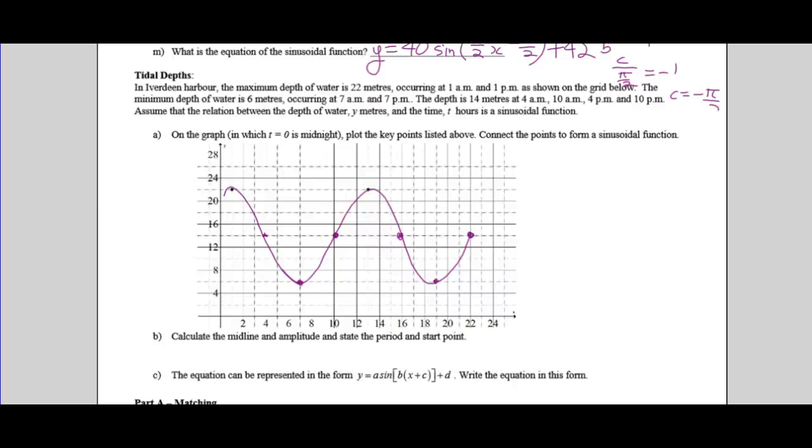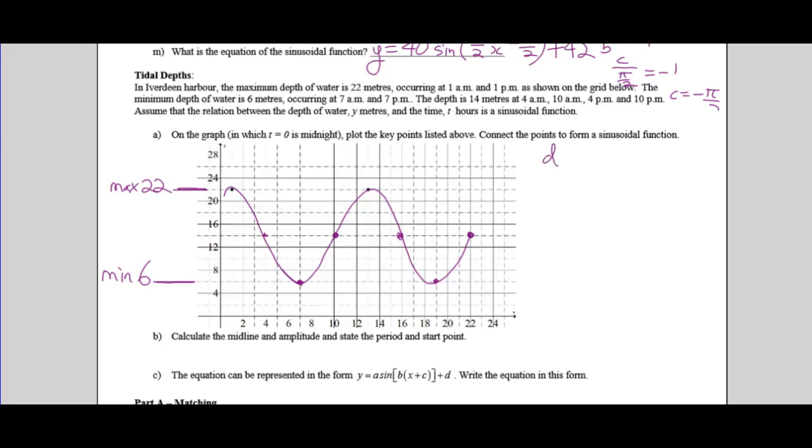Okay, so you do the exact same thing, right? What's the max? 22. What's the min? Minimum is 6. So this is how you're going to do any graph you get. First thing you do is figure out what's the max, what's the min.